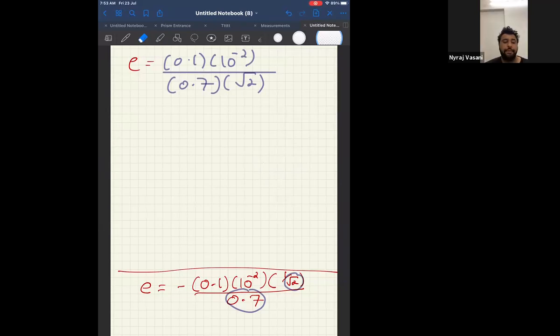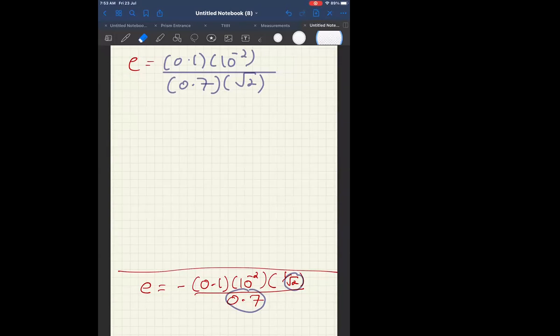Now solve and tell me what answer you're getting for E. Option A. Correct.